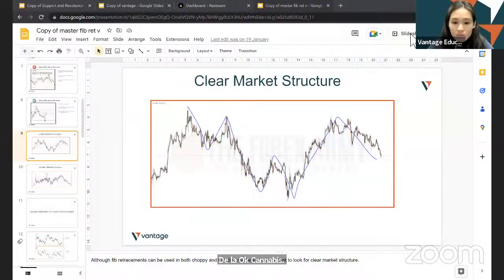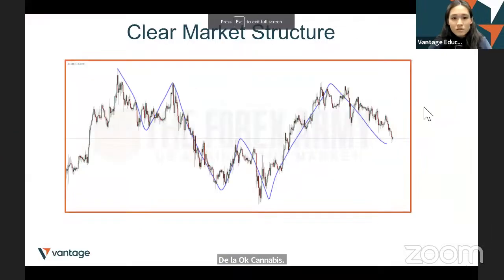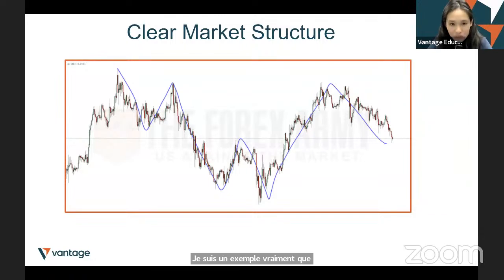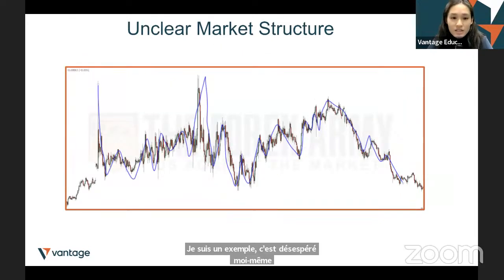Let me just share screen. So here's an example of a clear market structure, like I mentioned earlier. This is what you want to look out for before starting your analysis. Here's an example of an unclear market structure.